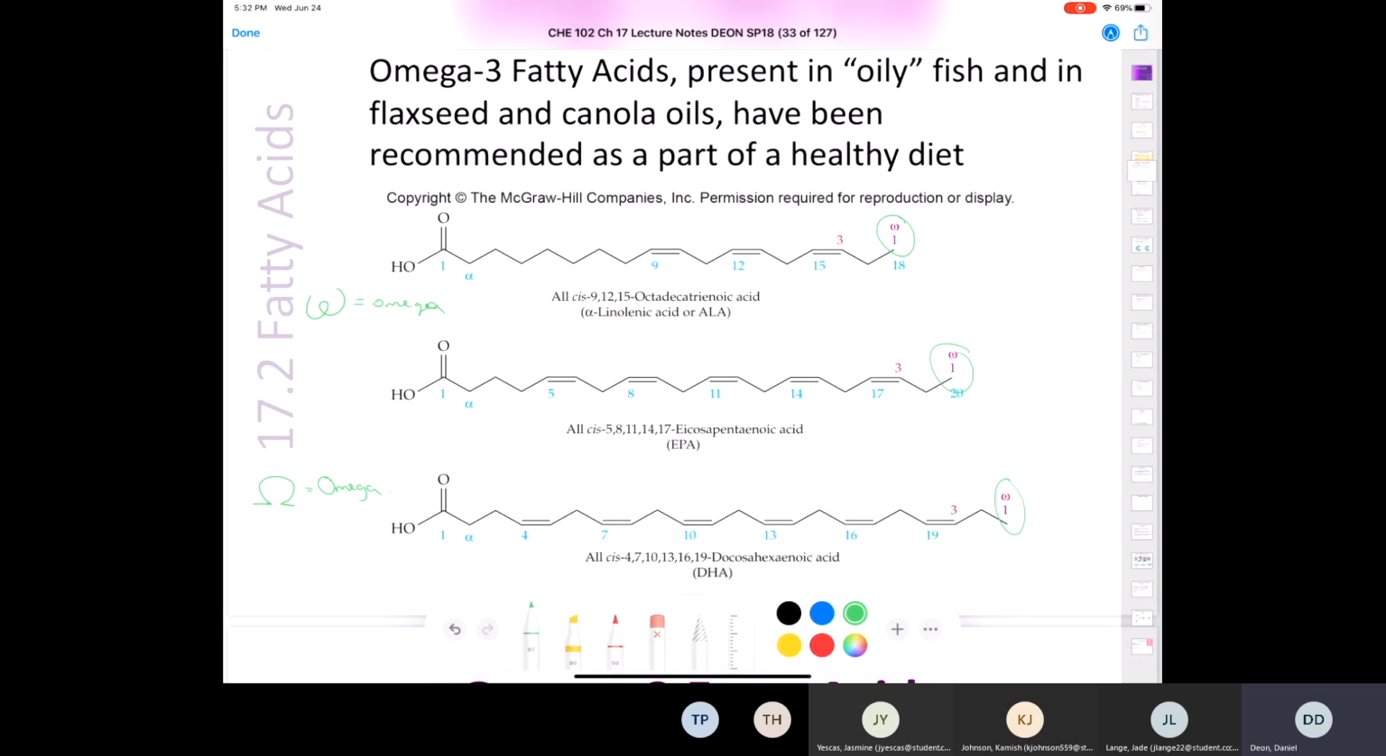Anyhow, for an omega-3 fatty acid, you go back 1, 2, 3 bonds from the omega carbon. And if there's a double bond, it's called an omega-3. Let me show you.